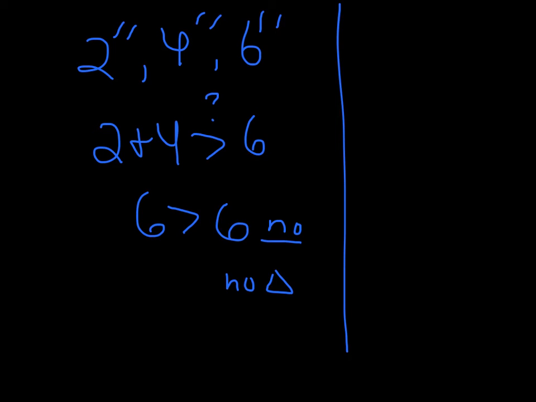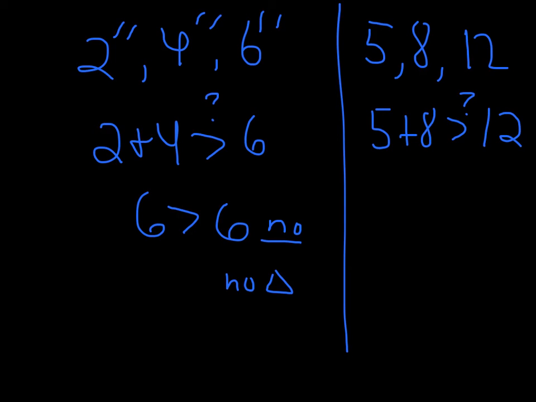So if I give you 3 numbers in a row, it's really easy. So if I give you 5, 8, and 12, does that form a triangle? Well, you just add the 2 small ones. Question mark, is it bigger than the third one? 13 is bigger than 12, so yes, a triangle is possible.